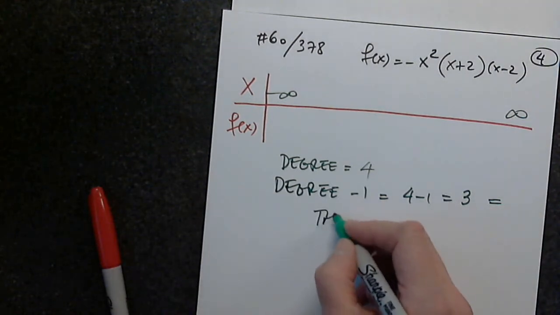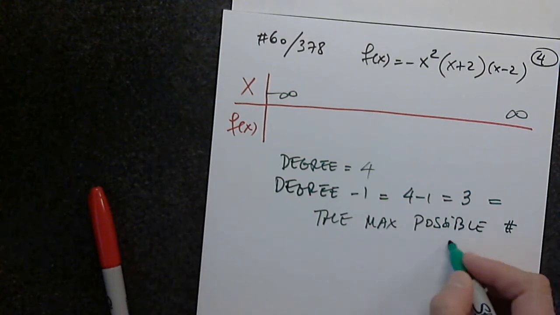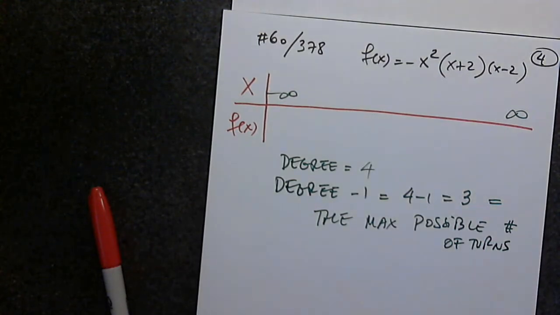This is the maximum possible number of turns. Again, by a turn, we mean either a max or a min. Question, yes? Yes, yes, yes. So let's think, I was going to explain anyway, but it's a very good question. Do we remember x cubed? Right, this is x cubed. What is its degree? How many possible turns can it have? Does it have any? No, it does not.